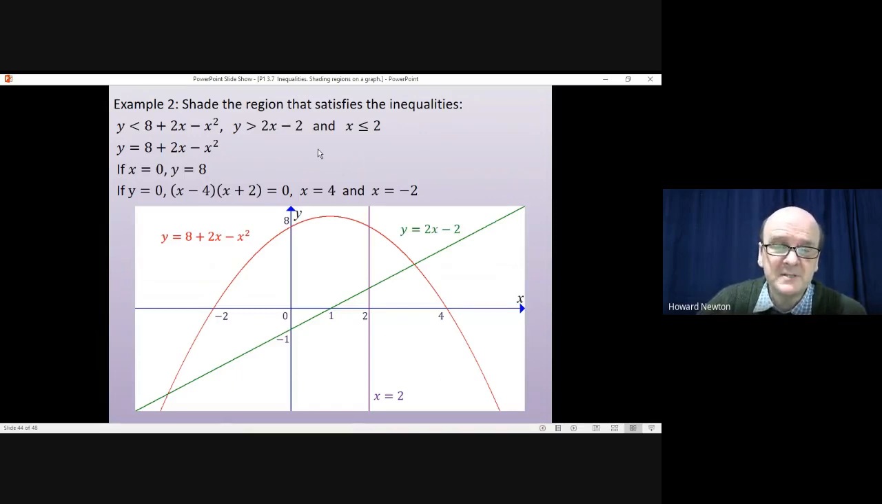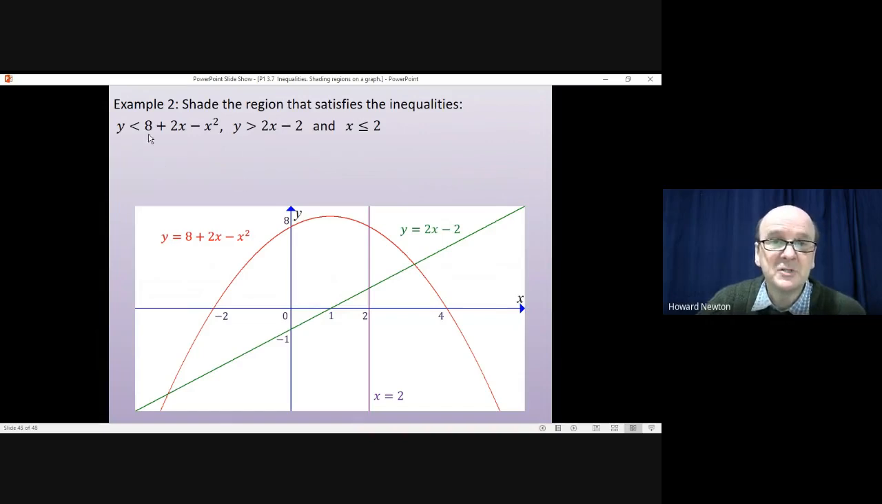Then we need to just revisit the question and see exactly what they're asking us to do. Now, two of the inequalities are strict ones. So the first one says y is strictly less than the quadratic. That means we're going to need a dotted line for the red quadratic. Also for the straight line 2x minus 2, y is strictly greater than the straight line 2x minus 2. So that'll also need to be a dotted line. The third line, x equals 2, that can be solid because x is allowed to be equal to 2. But changing the other two, we'll get a dotted line and a dotted curve.